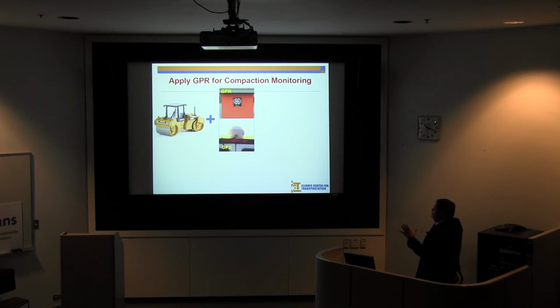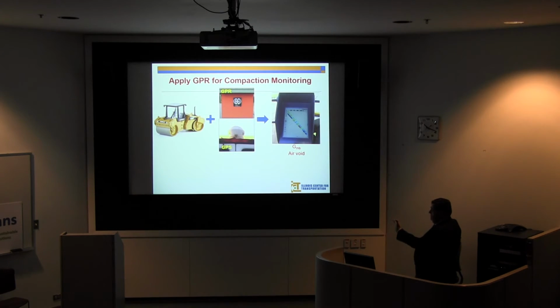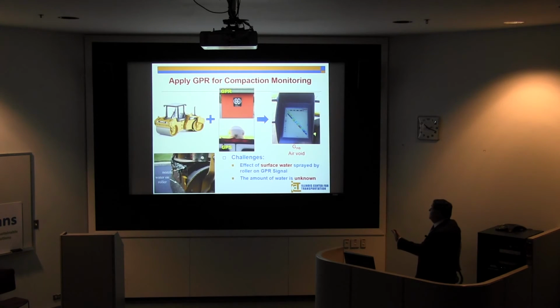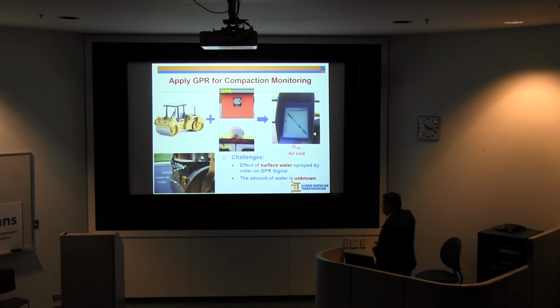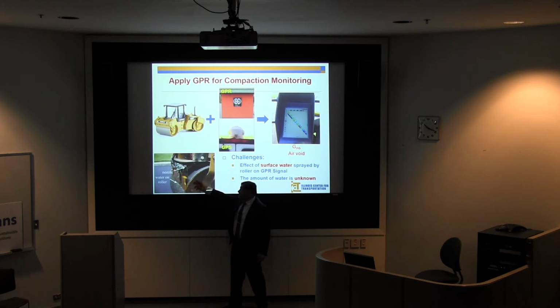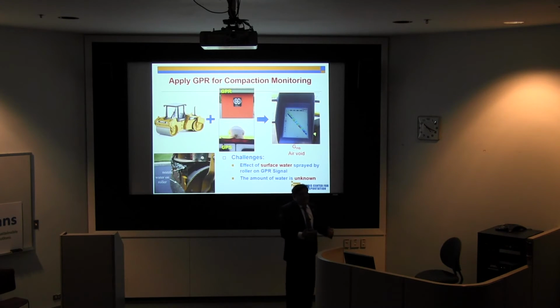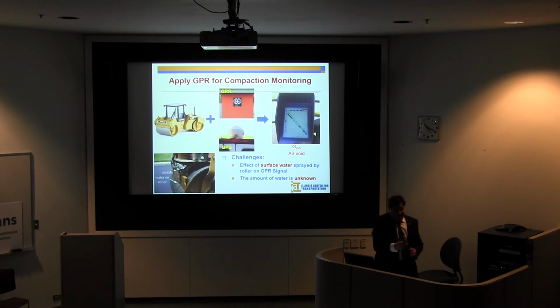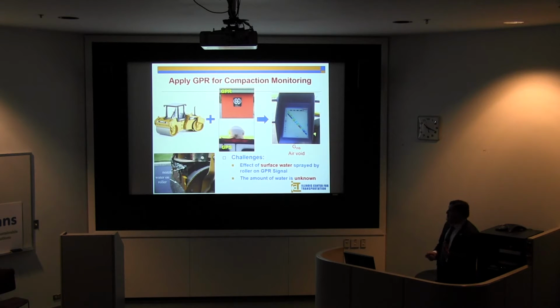Second, what we are trying to do is to put this in a compactor, connected, of course, with a GPS, and let the person who drives look at this and see when to stop. But we have a challenge. For the people who have been in the field, they know when they are using a compactor here, they have a spray of water. And if you have a spray of water, that's going to really mask our data. And that's a challenge, okay?